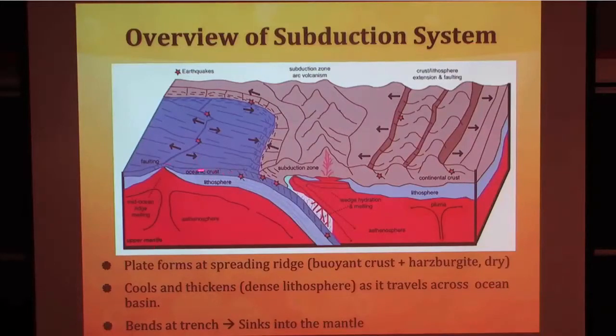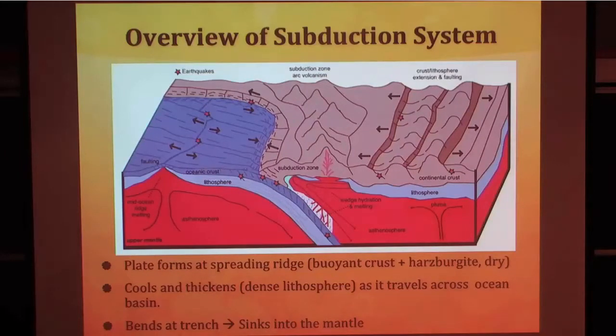It has a buoyant oceanic crust, and also a buoyant harzburgitic layer, which is the layer that has been melt depleted in order to form the crust. That layer can be very important in terms of the behavior of a plate or a slab because it's also very dry. And we know that dry rocks are usually much stronger than wet rocks.